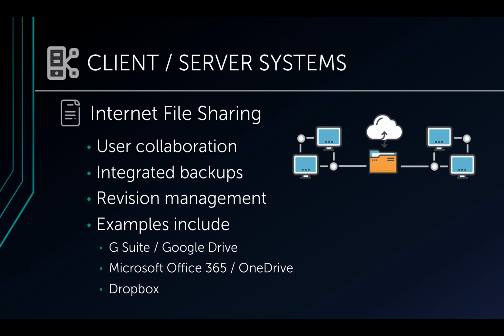Internet file sharing is becoming a more common method for groups of users to collaborate on documents. One of the great benefits of internet file sharing is that documents are stored on cloud servers. These servers have integrated backup systems and file revision management. Users can easily restore back in time a previous version of a file if necessary. Users can also view changes made by other users in a group. Some examples of internet file sharing include Google Drive, Microsoft OneDrive, and Dropbox.